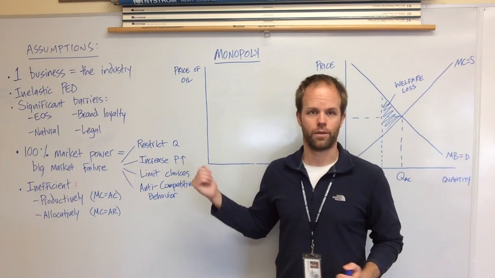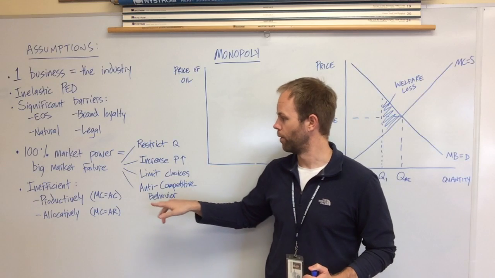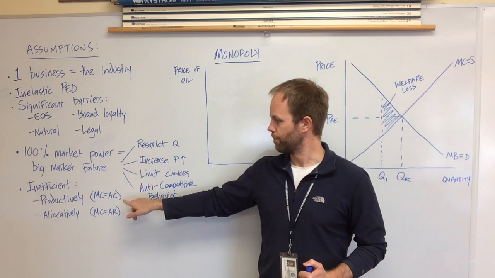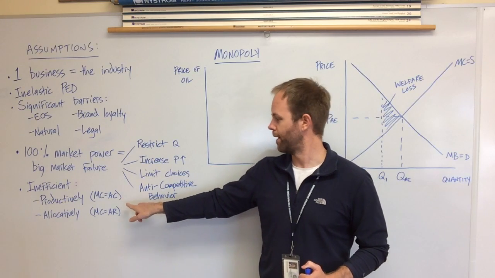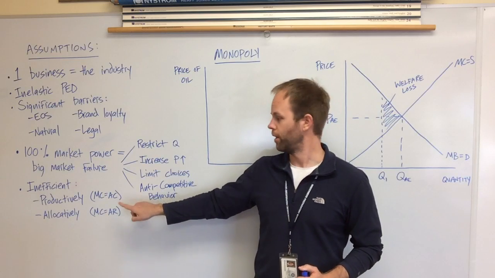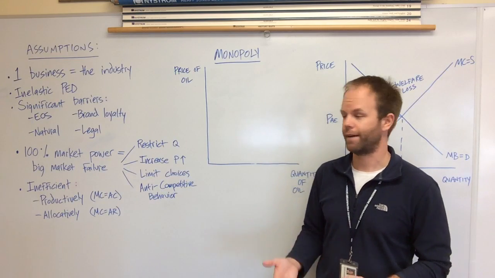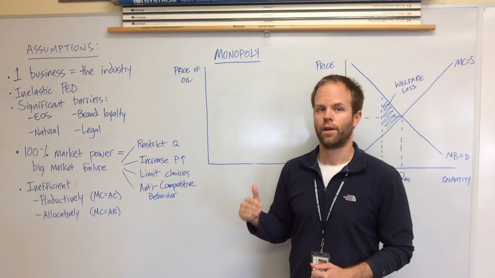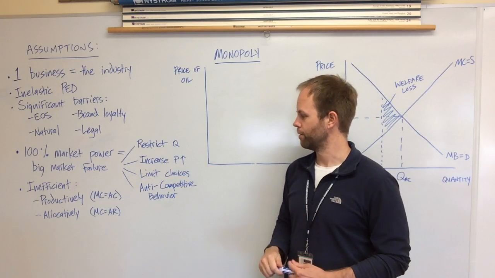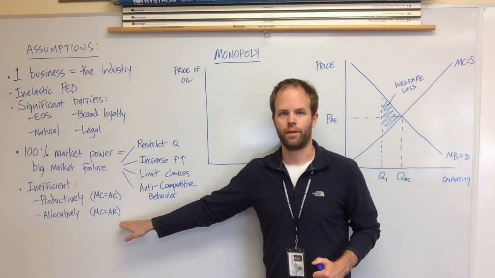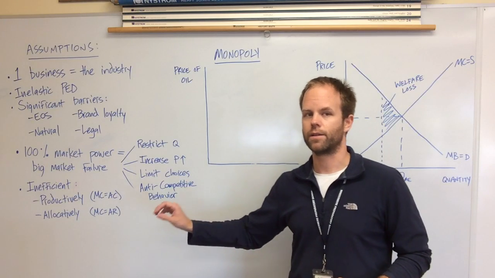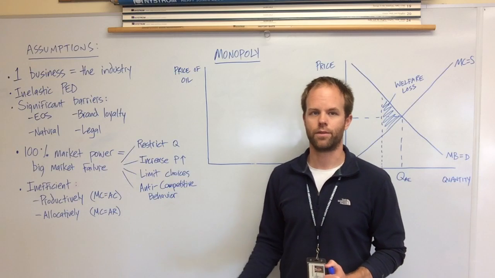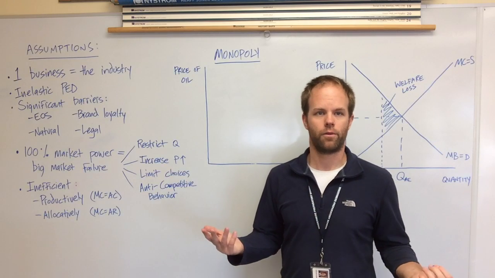They don't do that because they're prioritizing profit. So monopolies are not productively efficient. We find that by locating the intersection of marginal cost and average cost, right? They don't produce at the lowest possible point on the average cost curve, and they are also not allocatively efficient. They're not necessarily supplying what the market demands because they don't have to.